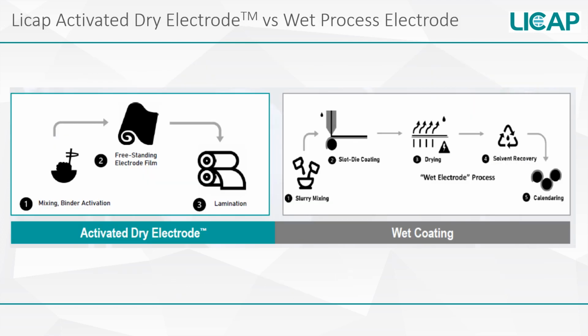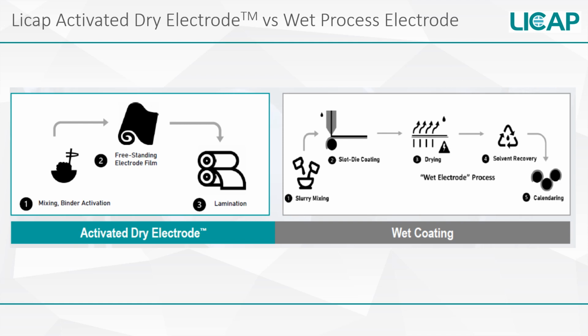Let me introduce Licap's patented activated dry electrode technology and provide a very basic comparison to the wet slurry electrode manufacturing method used by all other ultracapacitor manufacturers. In very simplistic terms, the main difference is that the activated dry electrode process is completely dry. There are no solvents introduced in the process.